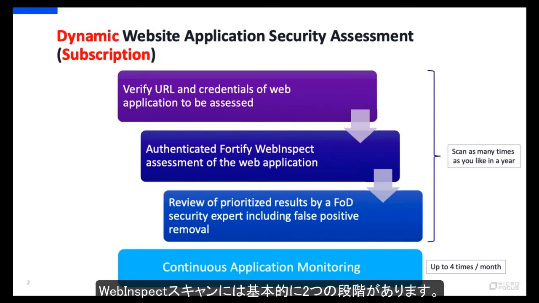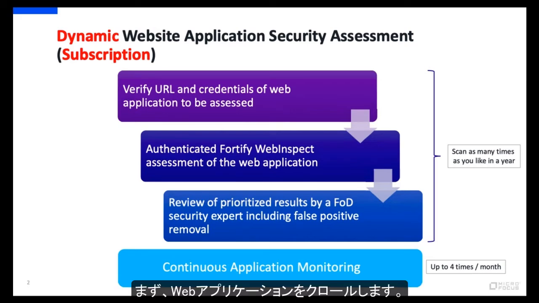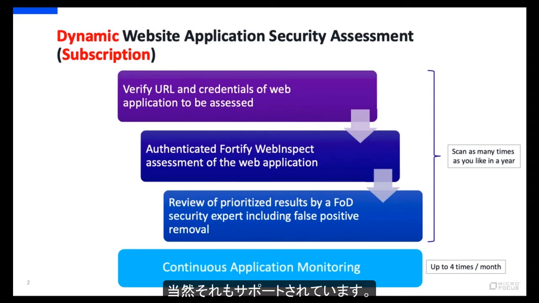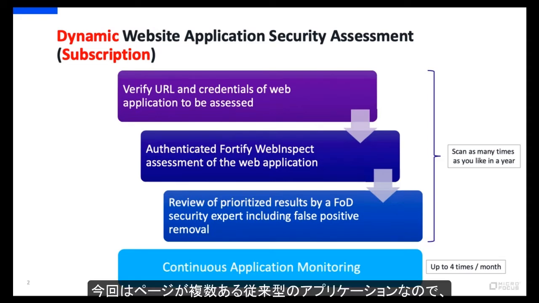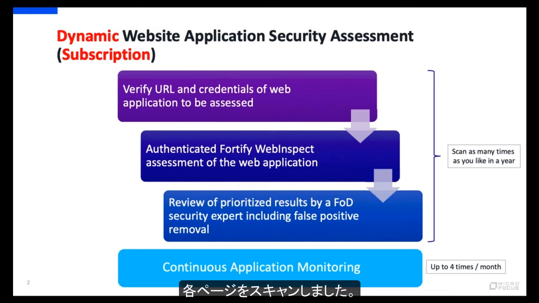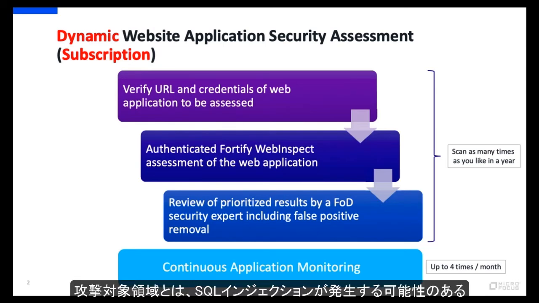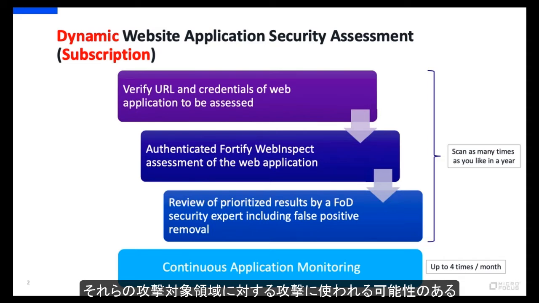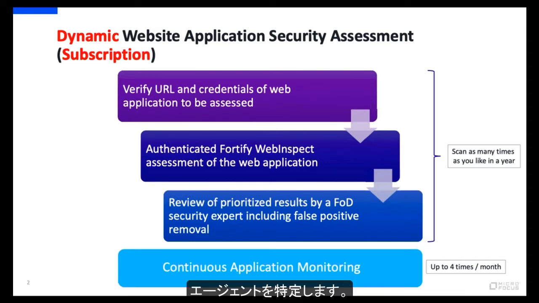That WebInspect scan is in essentially two stages. First, we crawled the web application, and this application is not a single page application, although we absolutely do support that. But it's a traditional application with a set of pages. So we scanned each of those pages, we crawled it if you like, looking for attack surfaces on each of those pages, so text boxes, for example, where a SQL injection might occur. So we identified those attack surfaces and identified agents that could be used to attack those attack surfaces.